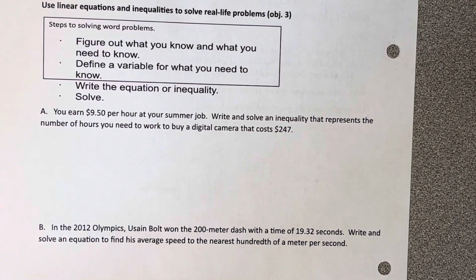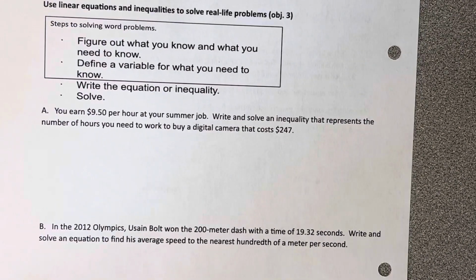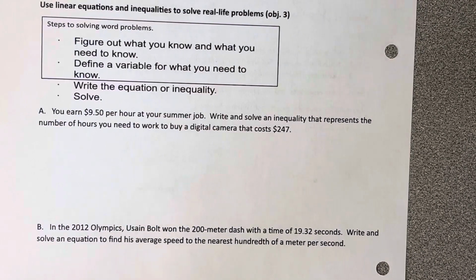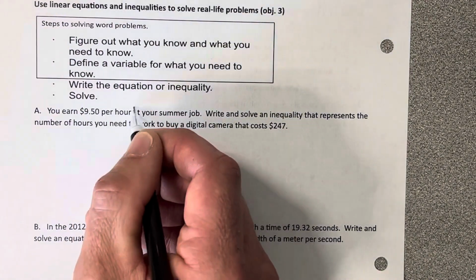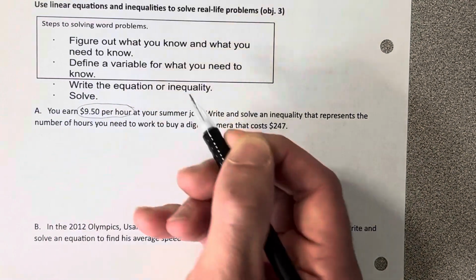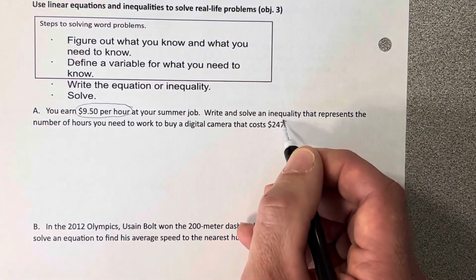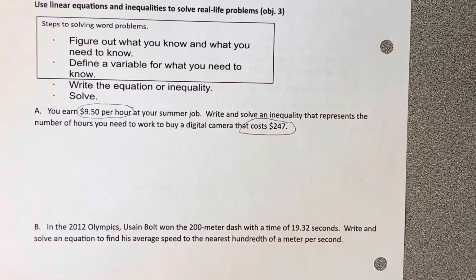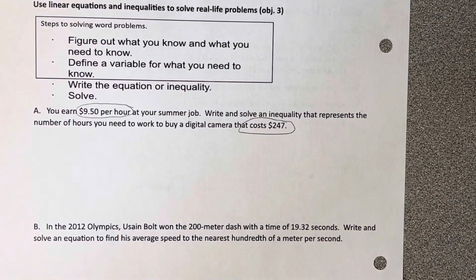So we've got an example here. It says you earn $9.50 per hour at your summer job. Write and solve an inequality that represents the number of hours you need to work to buy a digital camera that costs $247. So we know that you earn $9.50 per hour. You know you want to get a camera that costs $247. What are we trying to find out?